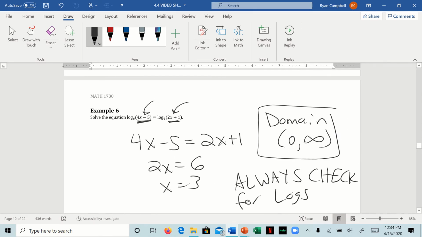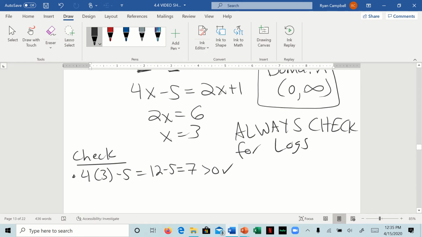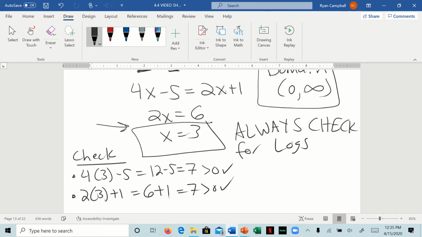So since it started with a log, we gotta check ourselves. So we can just plug it into the initial logarithm, right? So that's actually how we can check. So 4 times 3 minus 5, right? That's 12 minus 5, which is 7. That's positive, we're all good. And then you got 2 times 3 plus 1. 2 times 3 is 6, plus 1 is 7. Greater than 0, all good. Okay, so our actual answer really is x equals 3.